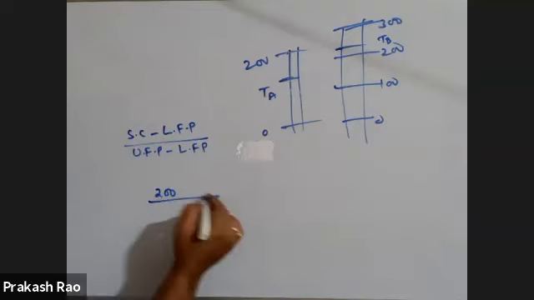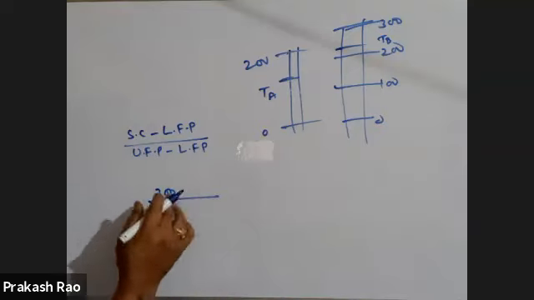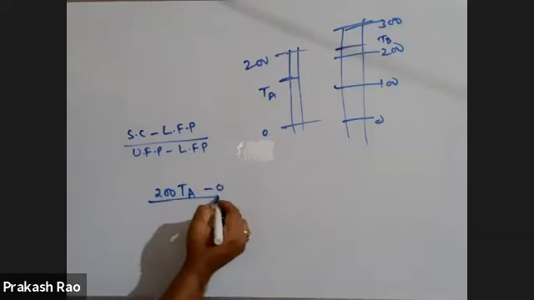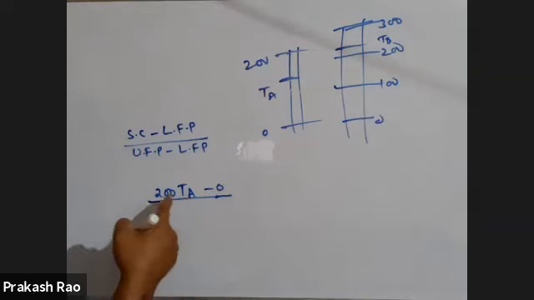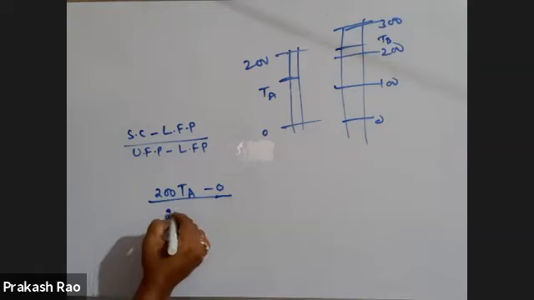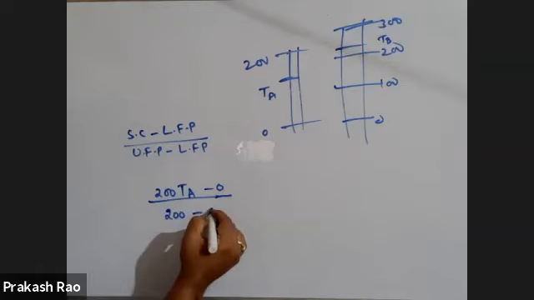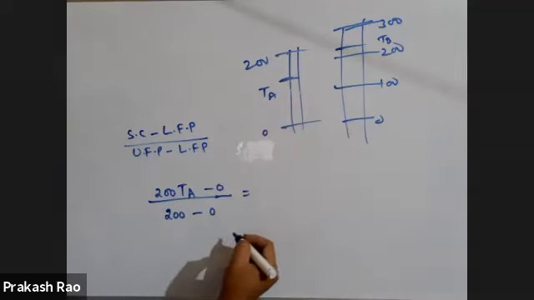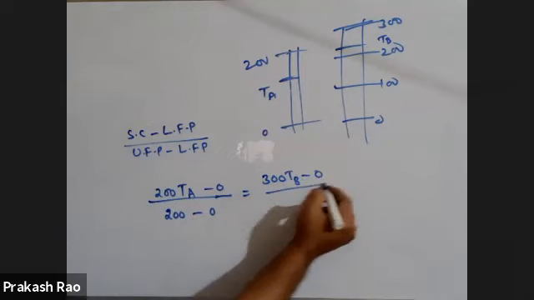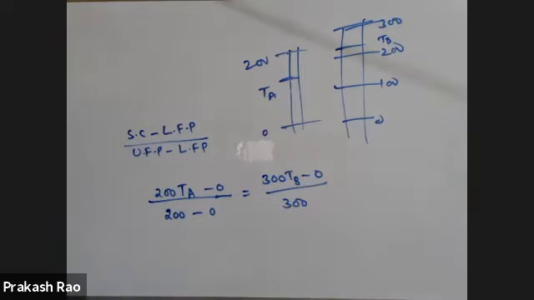Lower fixing point is 0. This scale is given as 200 TA. This is 0 ray, that is not 200 A ray, 200 TA ray it is. Upper fixing point is given as 200 and lower fixing point is given as 0. When you come to this, it is equal to 300 TB minus 0 by, here you are getting 300.